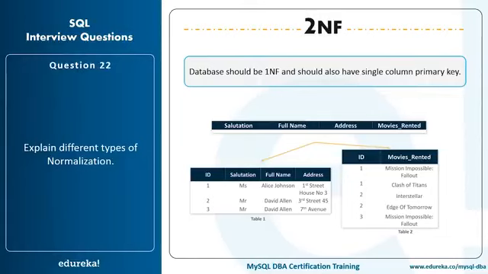Now in the 2NF, you'll clearly see that we have salutation, full name, address, and movies rented, right? Now to divide this table into two different tables, you can clearly see that I've added an ID to both the tables. So I've added ID, salutation, full name, and address, and ID, movies rented. So Miss Alice Johnson, staying in First Street, house number 3, must have rented Mission Impossible. Similarly, she must have rented Clash of Titans. Mr. David Allen, staying in 3rd Street, 45, has rented Interstellar and Edge of Tomorrow. And Mr. David Allen, staying in 7th Avenue, has rented Mission Impossible Fallout. So that's how I've divided the table into 2NF.